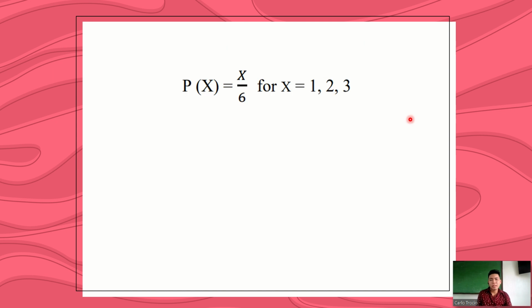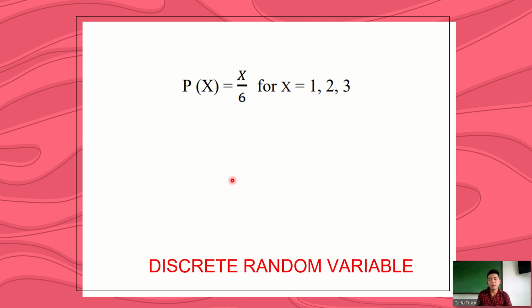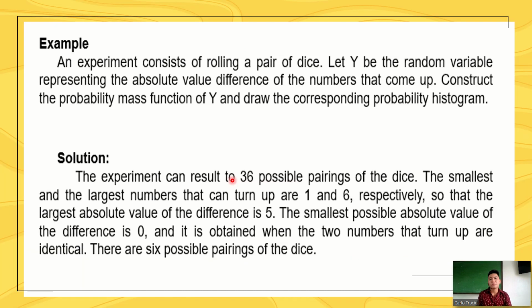Another example is this one. P of x is equal to x over 6 for x equal to 1, 2, and 3. If you are just going to substitute all these values of x here, 1 over 6 plus 2 over 6 plus 3 over 6, so 1 plus 2 plus 3, that is 6 over 6, right? I hope you can compute it in your mind. No? So you will have 1. Therefore, you will have a discrete random variable.